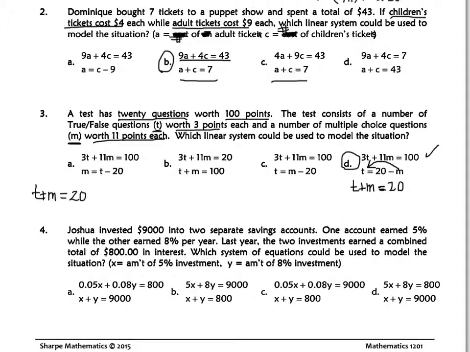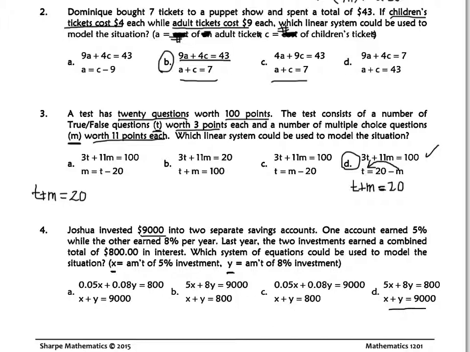Okay, our last example on this page says Joshua invested $9,000 into separate savings accounts. One account earned 5% while the other earned 8% per year. Last year, the two investments earned a combined total of $800 in interest. Which system of equations could be used to model the situation? So we're going to let X be the amount of the 5% investment and Y be the amount of the 8% investment. So the first equation should be that the amount of 5% investment plus the amount you invested at 8% should add up to $9,000 because that's the total that was invested. So we're looking for an equation, X plus Y equals 9,000.